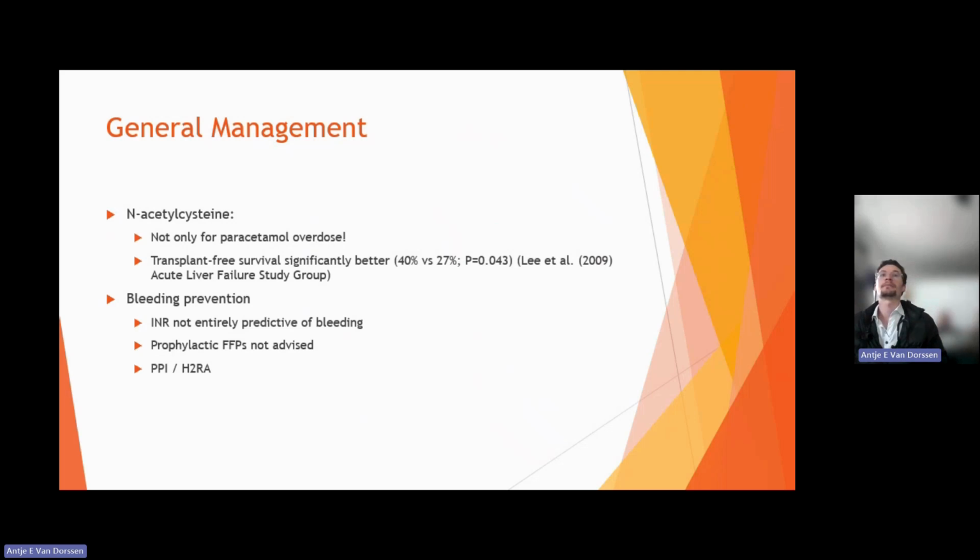And then bleeding prevention in these patients, knowing that the INR, because it only measures one arm of the clotting cascade, is not entirely predictive of bleeding. Prophylactic FFPs are not generally advised. And then PPIs or histamine 2 receptor antagonists are advised for the prevention of bleeding in these patients, specifically patients who have varices as well.